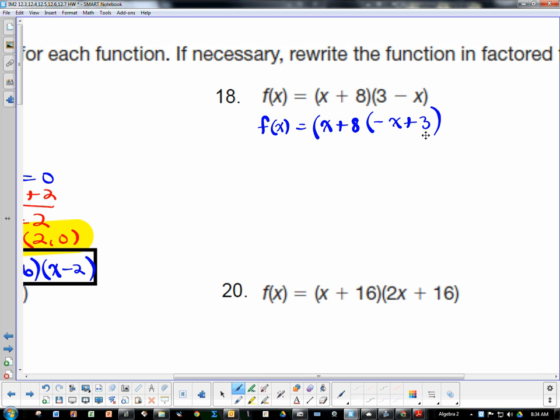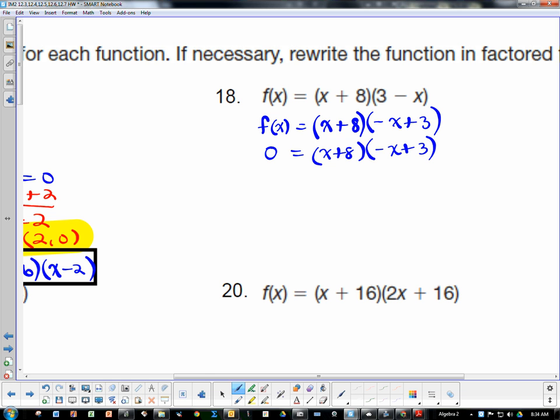But a negative is out front. What do you think I need to do? Put the negative out of the parentheses. I could factor it, or I could right now use the zero product property and set each one equal to 0, right? You could divide by a negative also. So there's multiple ways to do this. Oh, I'm missing a set of parentheses. Here we go. Okay, here's one way I could do it. 0 equals x plus 8 times negative x plus 3.